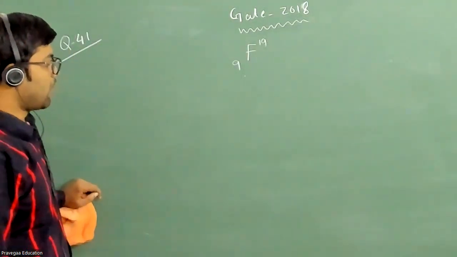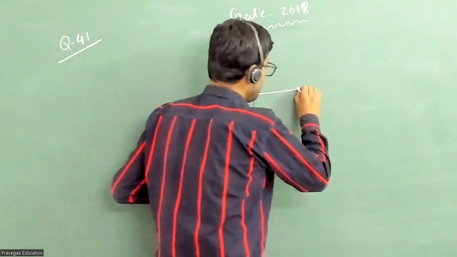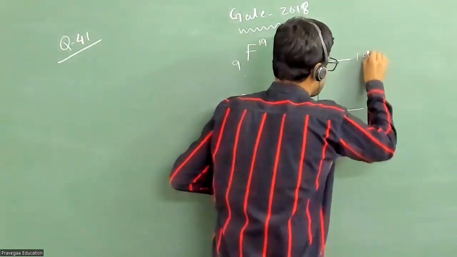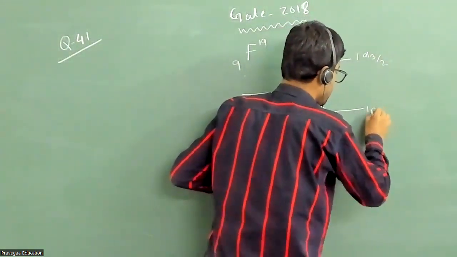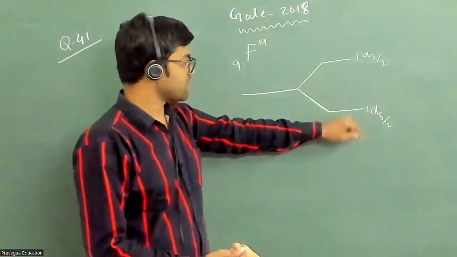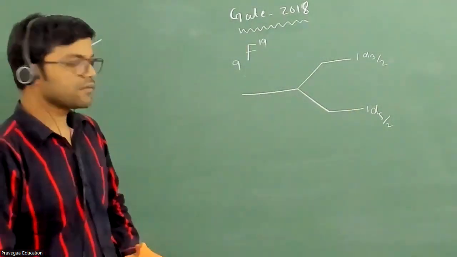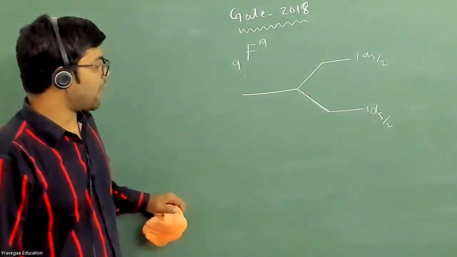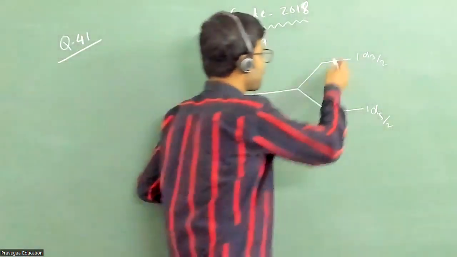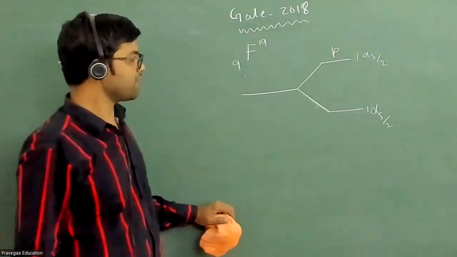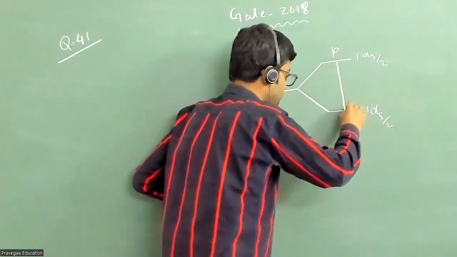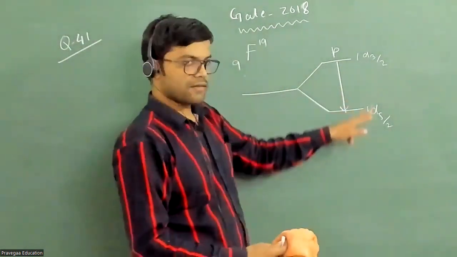You have a state d3/2 and d5/2, the shell structure of the nucleus according to the shell model. You know that d5/2 will be the lower state as compared to d3/2, and the protons are filling. So when there is a de-excitation of a proton from d3/2 to d5/2, this is the upper state and this is the lower state.